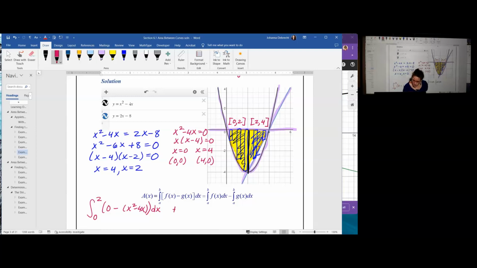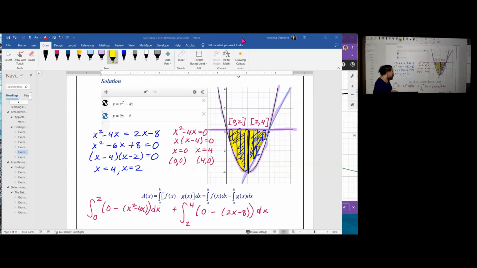The second one is going to go from 2 on the left to 4 on the right. Again, it is the x-axis, y equals 0 on top, which has equation, well, 0, minus, this time what's on the bottom is the line. Again, be sure to put it in parentheses with the differential on the outside. Now, go ahead and pause the video, work it out, and then come back so we can check answers.